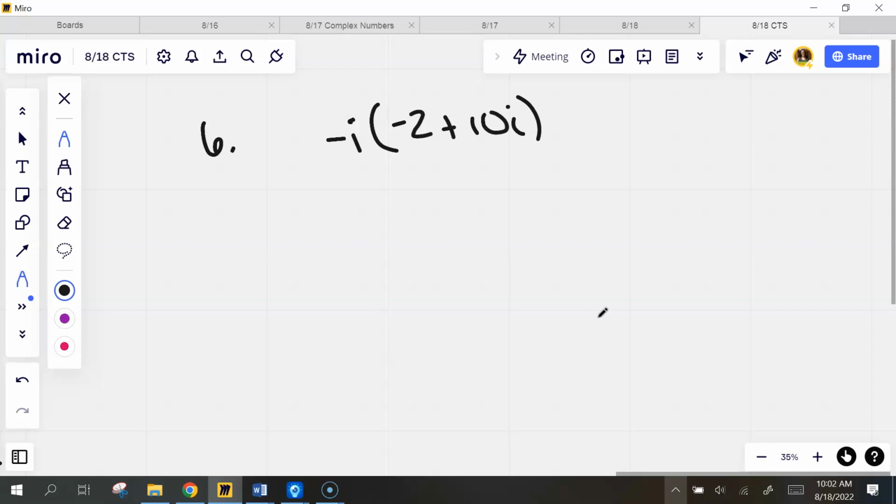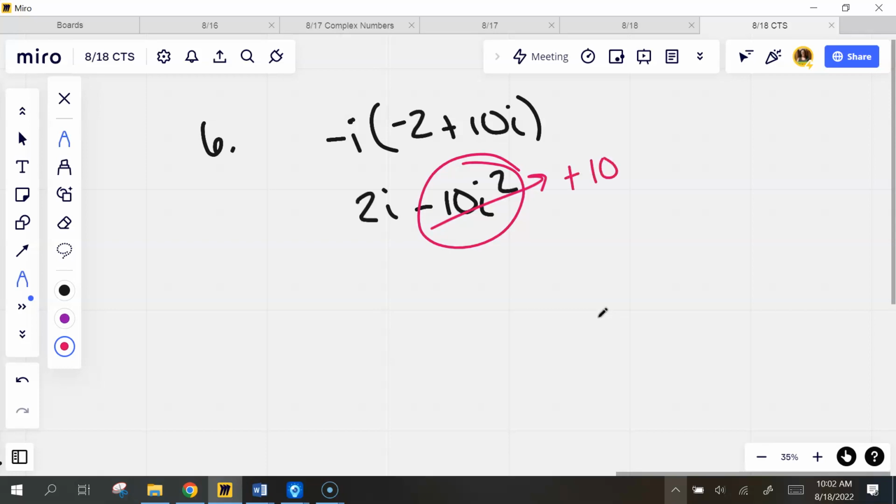Distribute. 2i minus 10i squared. That i squared is what's changing the sign of my number, so what does that become? Positive 10. I'm just going to rewrite it in order in standard form here, and I'm good. You don't have to. It's pretty math, but you don't have to.